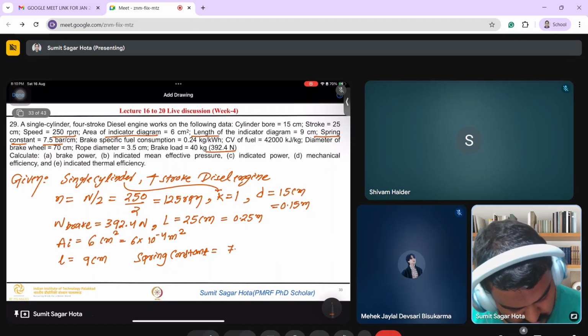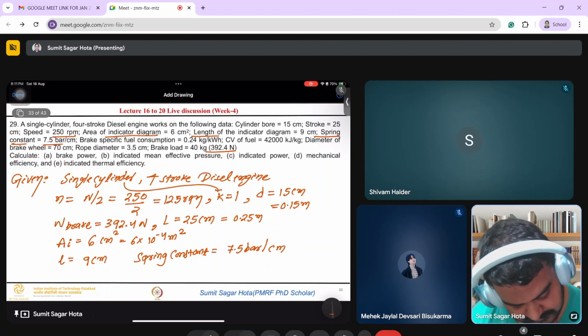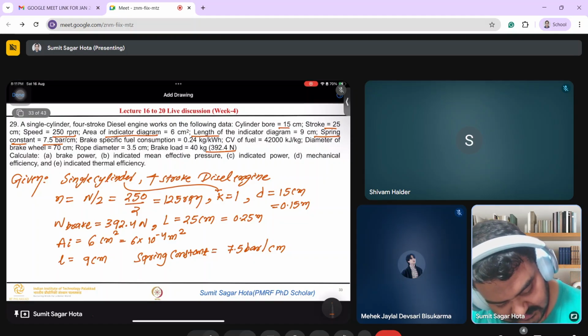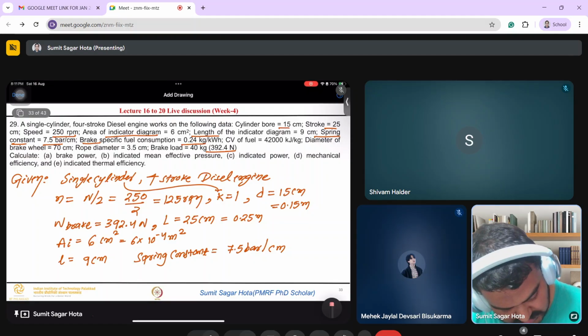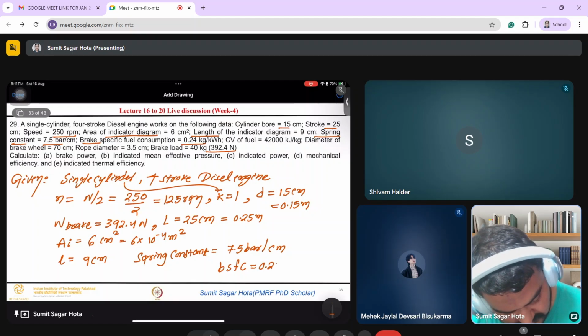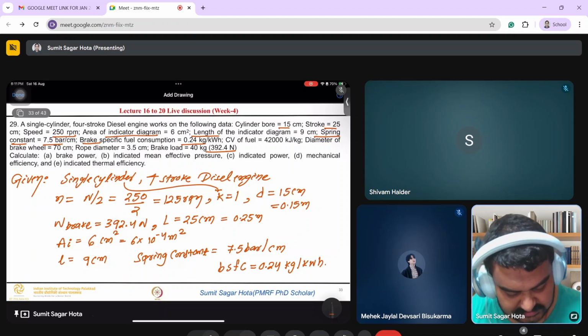Bar per centimeter. Okay. And what else? Bore, stroke, everything we have. Brake specific fuel consumption. Okay. Just write it in this short format. Brake specific fuel consumption: 0.24 kg per kilowatt hour. Okay. So all things given, we just wrote.